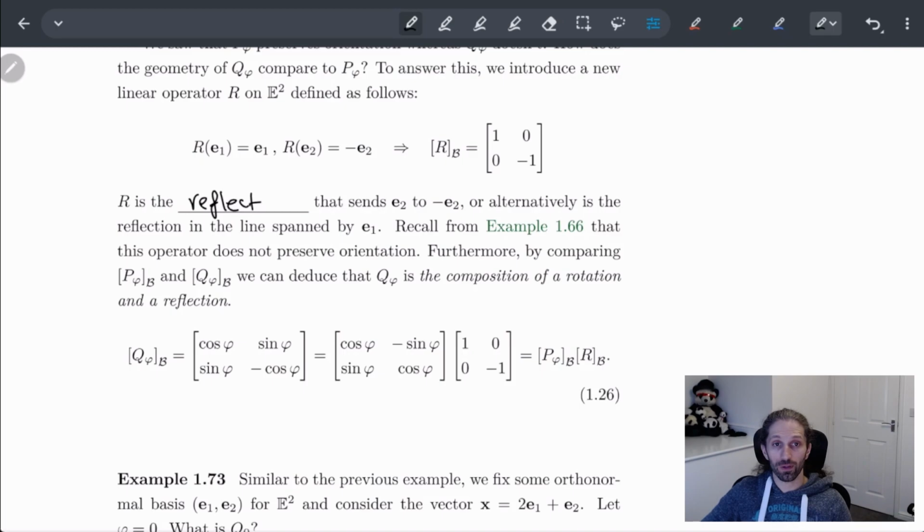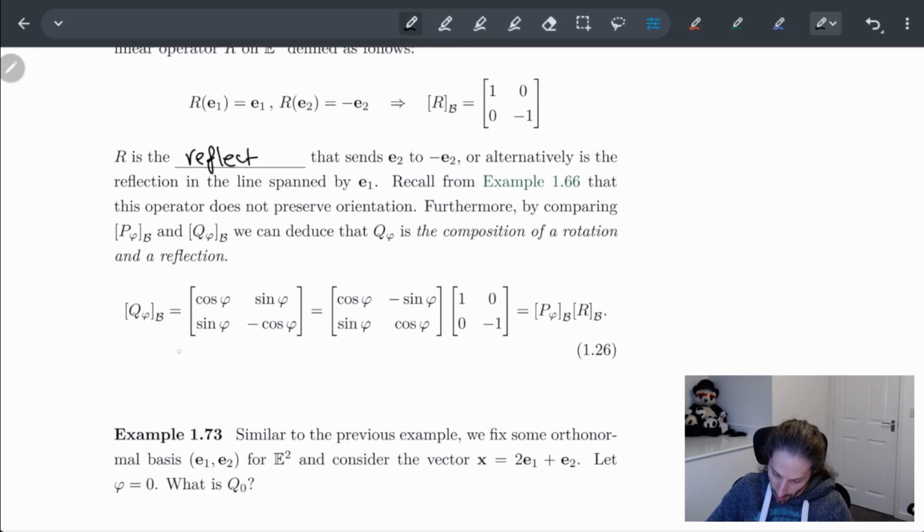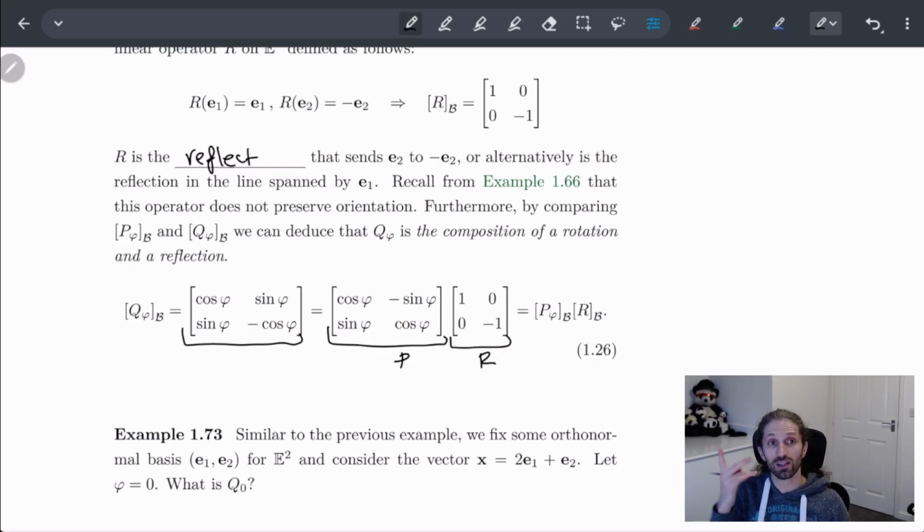Now, if we recall from the previous example, 1.66, this was saying that it does not preserve the orientation. What we have is that if we compose P and R, this is just Q. We can see this in the following example. Q is this matrix that we had from before. This is the P, and this is the R that we just defined. So Q is a rotation times this kind of reflection over E2. We're going to go into this a little further in the next video when we look at an example, but for now we'll leave it as is. The main key point here is that Q is the composition of a rotation and a reflection.